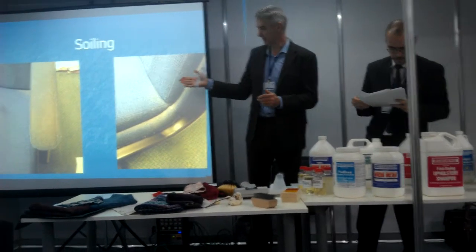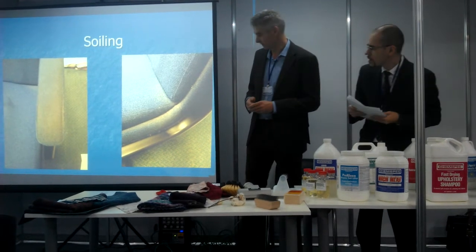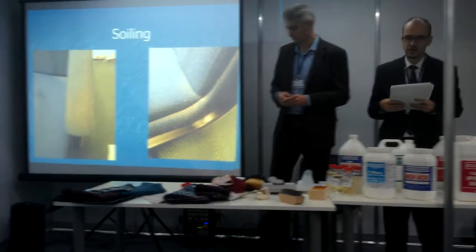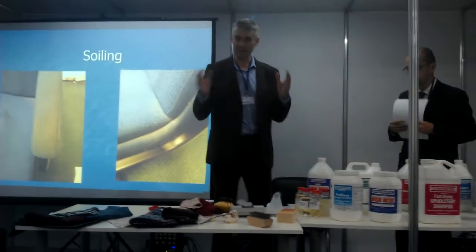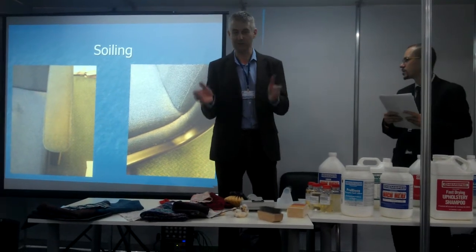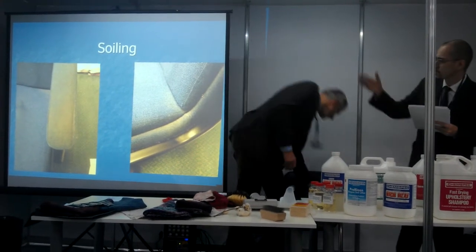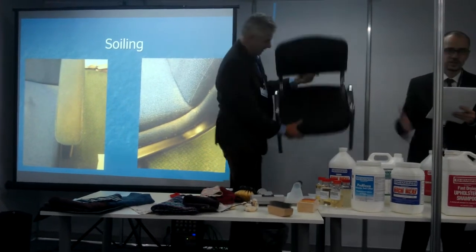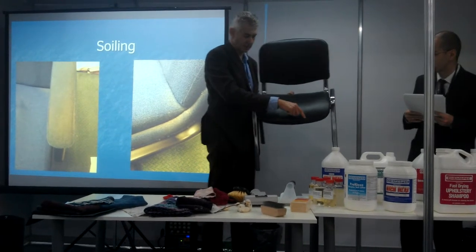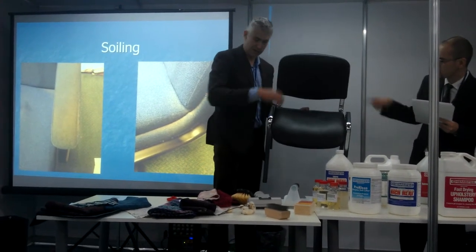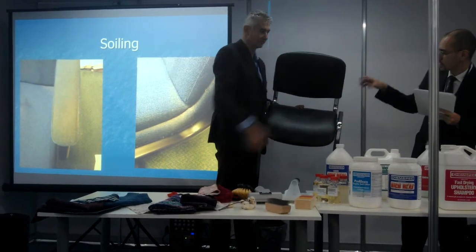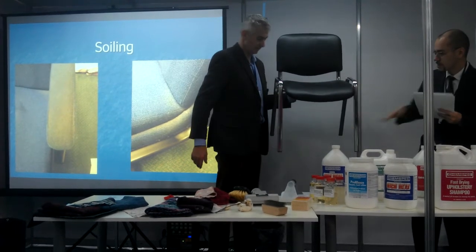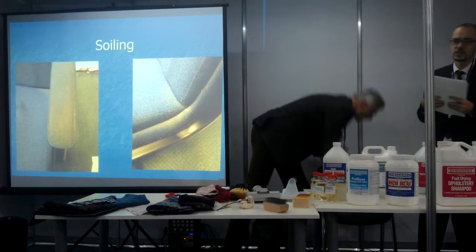This is a typical example of the kind of soil we see on upholstery. The traffic lanes that we see in carpet are different to the traffic lanes we see on upholstery. It's mostly this triangle here, the arms, and the back. Sometimes down on the base.